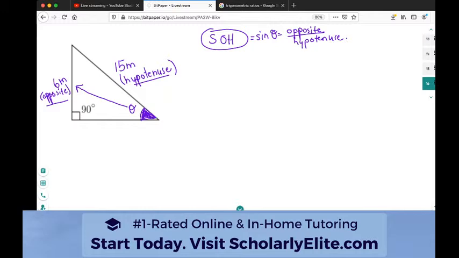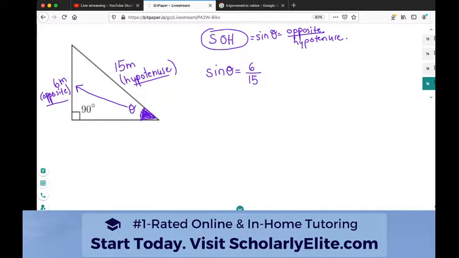So let's go ahead and set this all up. Sine of theta is equal to opposite over hypotenuse. Well, the opposite in this case is 6 meters, and the hypotenuse in this case is 15 meters. And I'm not going to put the units in just yet.